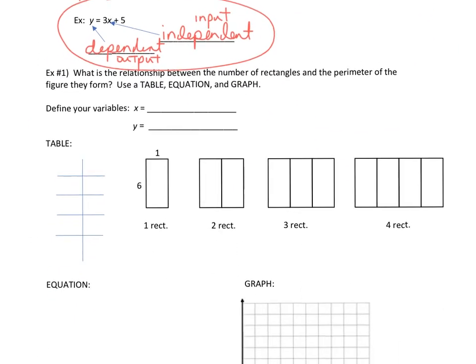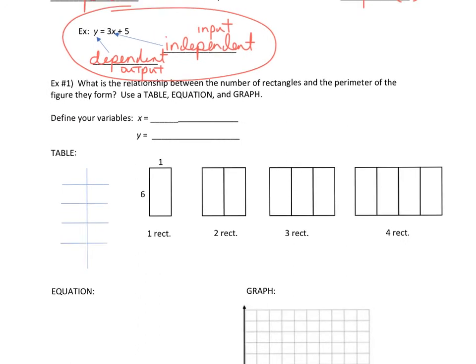Okay, so here's where it gets a little tough. You just got to really think about what's going on here and take your time with it, okay? Example 1, it says, what is the relationship between the number of rectangles and the perimeter of the figure they form? What is a perimeter? The distance around, right. It's the value of all the lengths around a figure, okay?